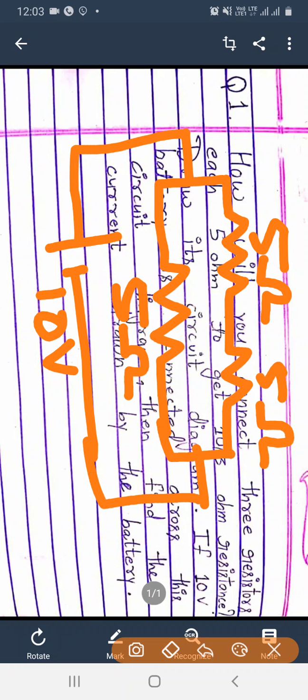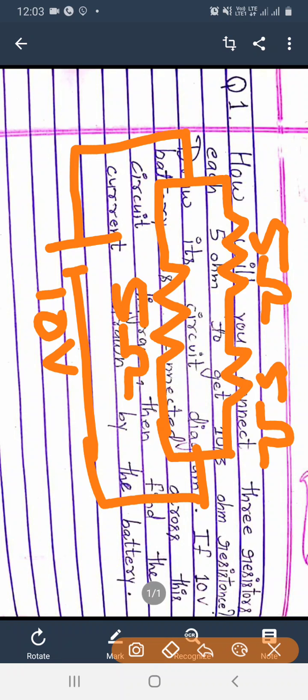So 5 ohm in series means 10 ohm, and 10 ohm and 5 ohm in parallel means 10 into 5 upon 10 plus 5, that is 50 upon 15, that is 10 upon 3 ohm. Now you will get the result. So I think you understood this one.